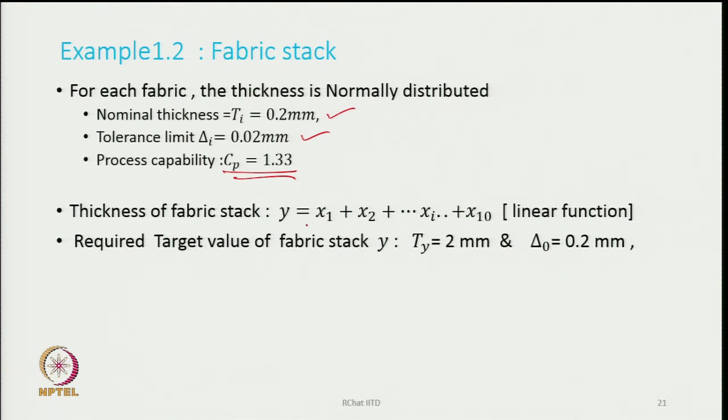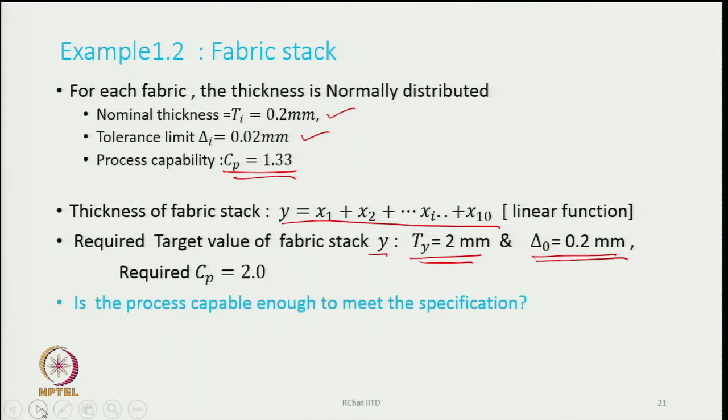So, the thickness of the fabric stack is a linear function. Required target value of the fabric stack y is going to be 2 mm and delta 0 is going to be 0.2 mm. So, required Cp, suppose I need 2, which is a very high value. As an example I take it as 2. Is the process capable enough to meet the specifications or not? That is the question that is raised.